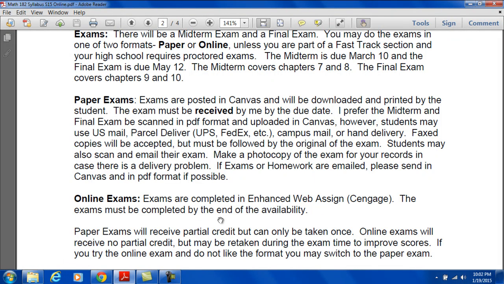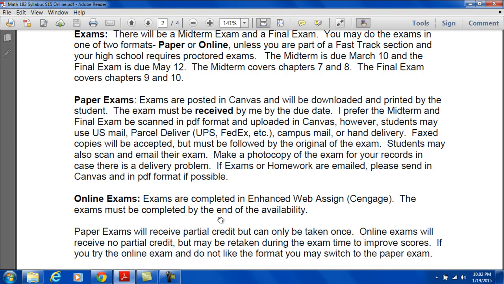Students may also scan and email their exam. I prefer that be done inside Canvas email because it takes up less space in my inbox for my WNC account. Make a photocopy of the exam for your records.